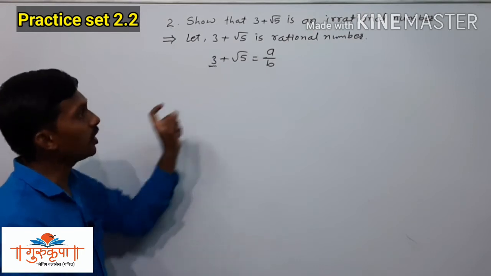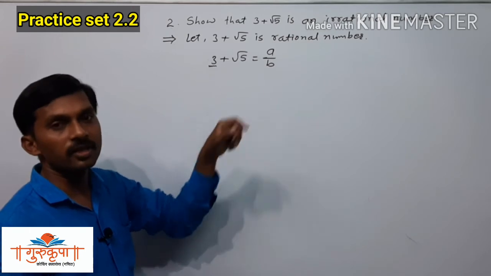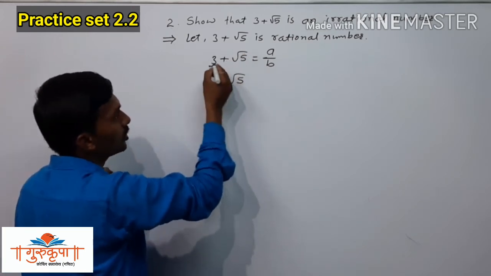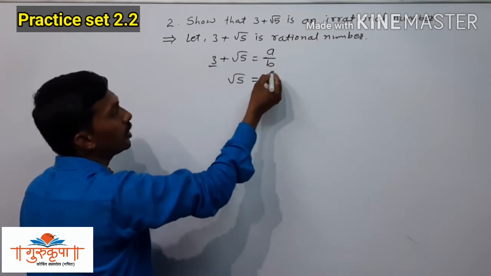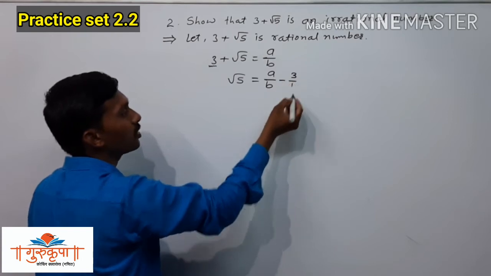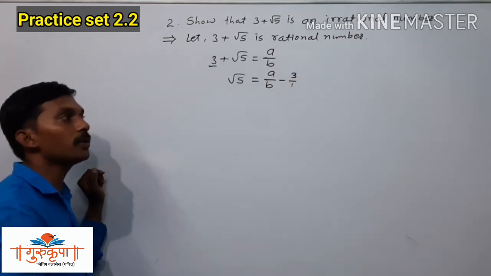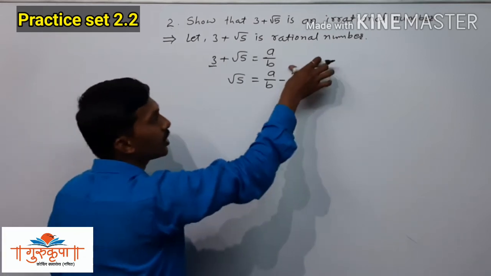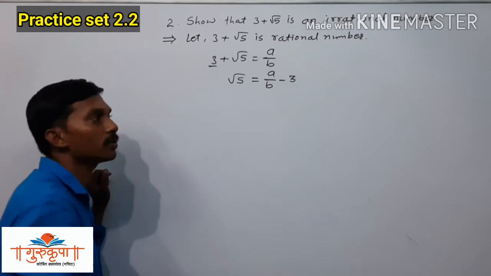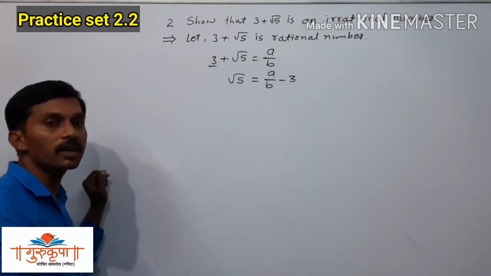Why? Since we have to get LHS irrational and RHS rational. Here if we put this root 5 as it is and we transfer this 3 to the right side, we will get A upon B minus 3. Nothing is there in the denominator, means we have 1. A upon B minus 3, or simply you can write this 3 as A upon B minus 3. Root 5 is equal to A upon B minus 3.